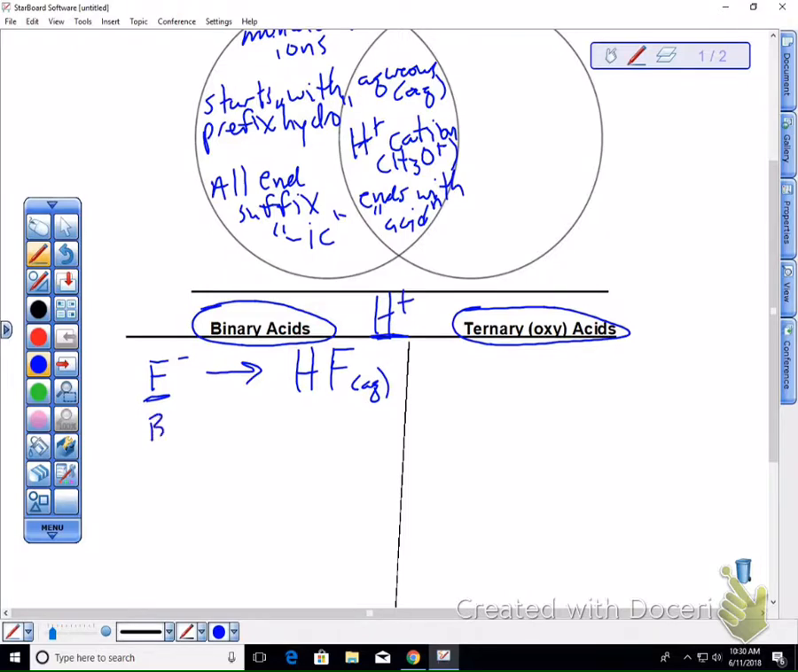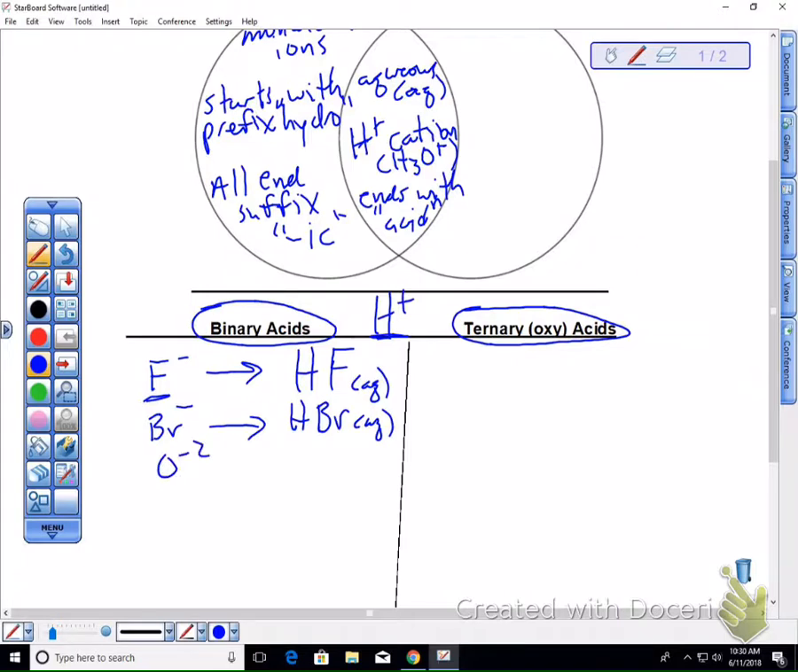Another example very similar to that one would be if I took the bromide ion, bromide, with the H+ with it, we get HBr. Hydro, bromic. Always starts with hydro, always ends with -ic, and of course they all end in acid. So hydrobromic acid.